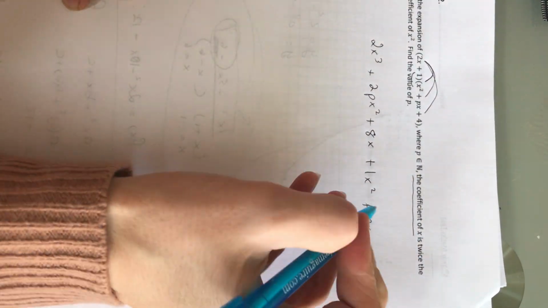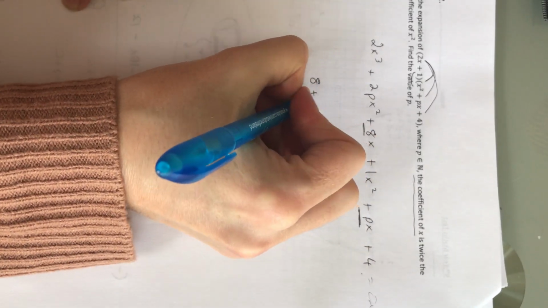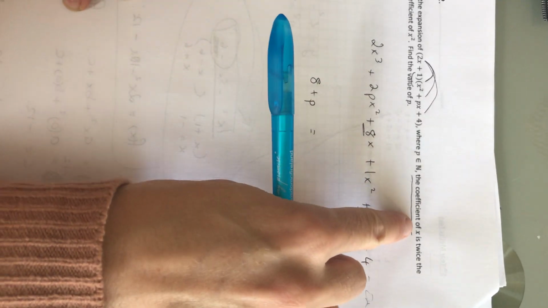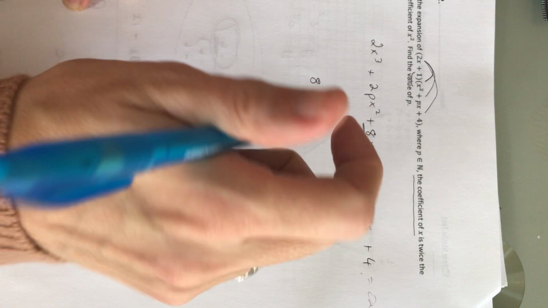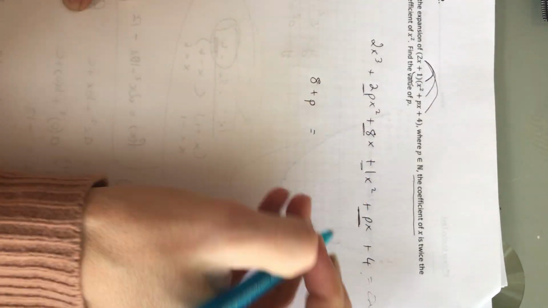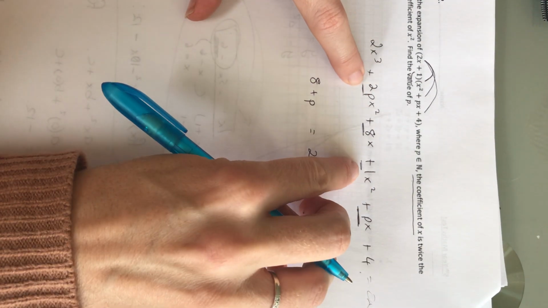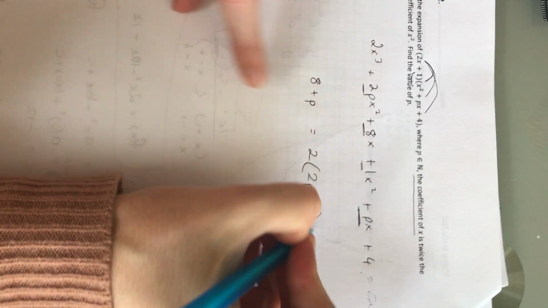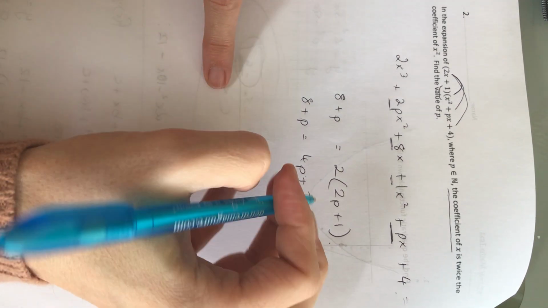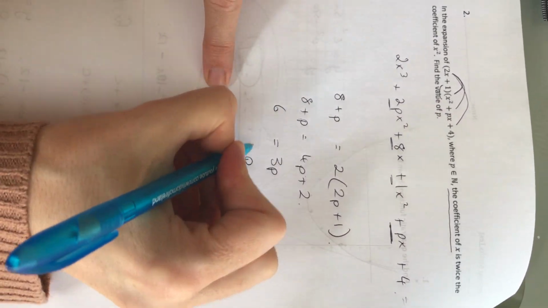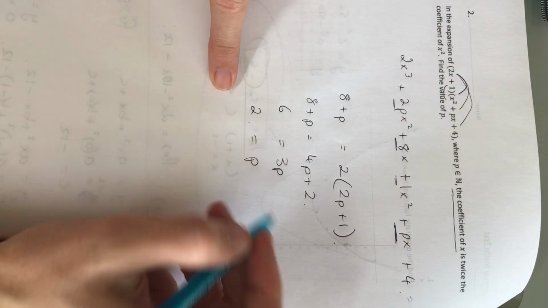It says the coefficient of the x, so that's 8 plus p, is equal to twice the coefficient of the x squared. Twice is equal to double this. So that's 8 plus p is equal to 4p plus 2. 3p is equal to 6. P is equal to 2. And that's what they wanted. They wanted me to find the value of p, and they told me that p is a natural number. All looks good there.